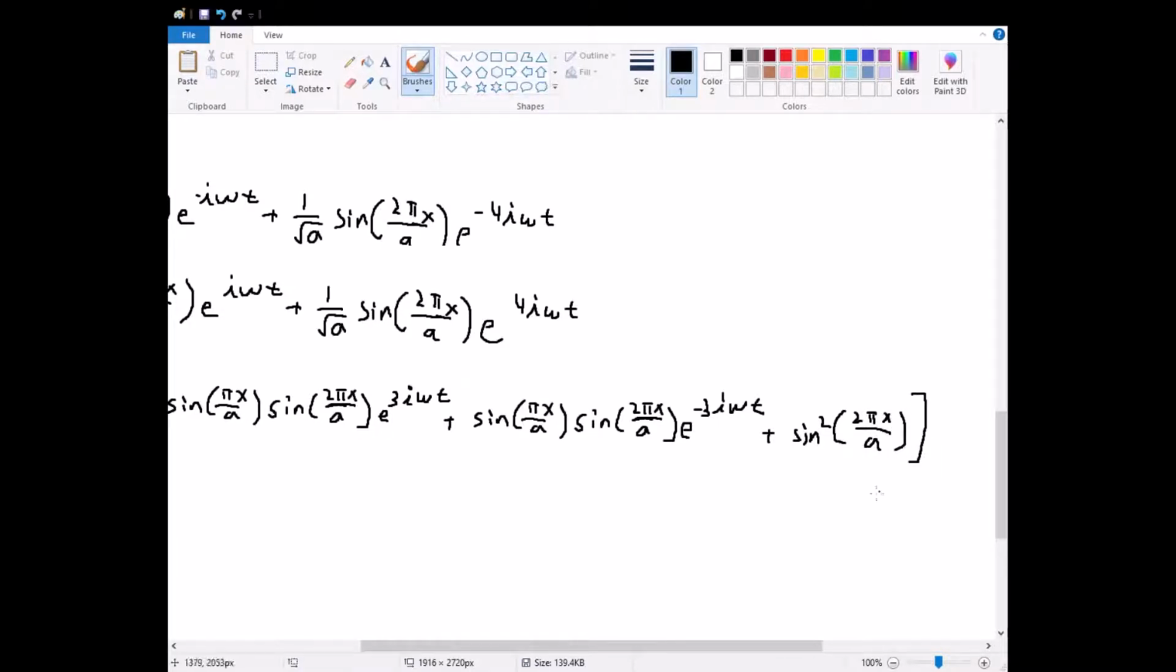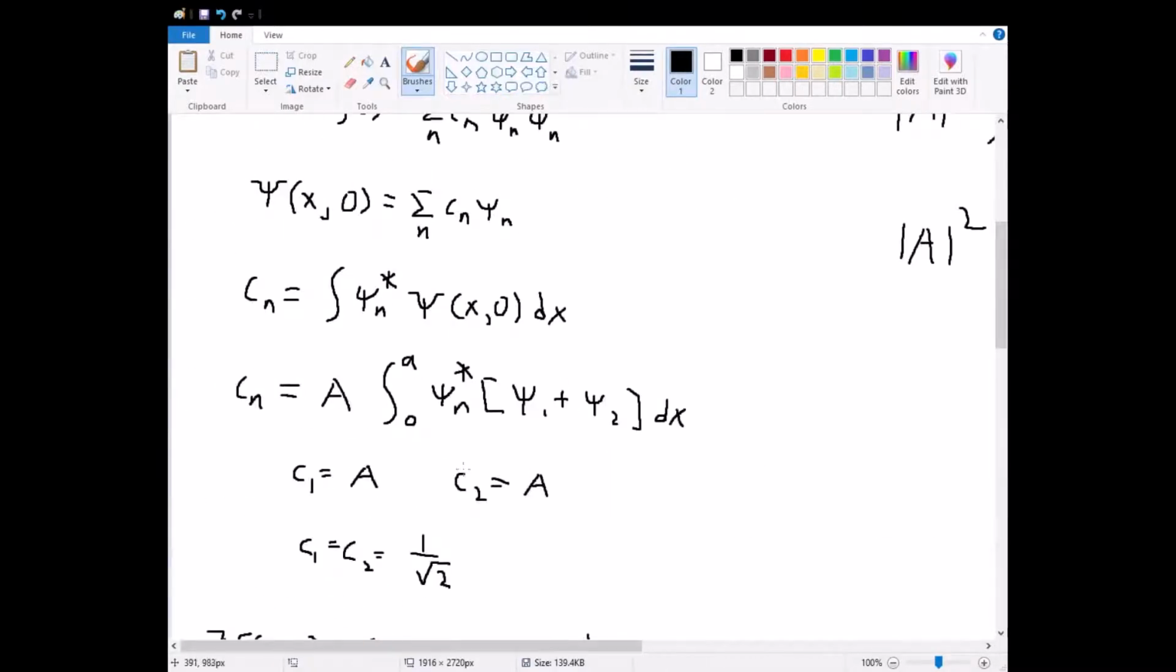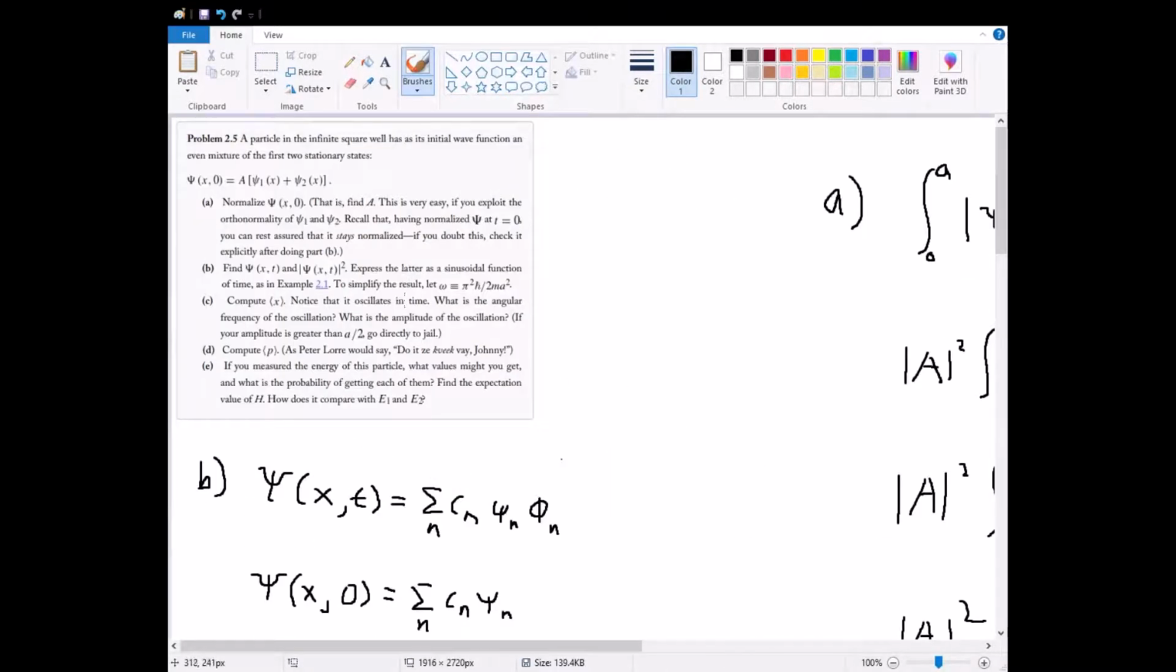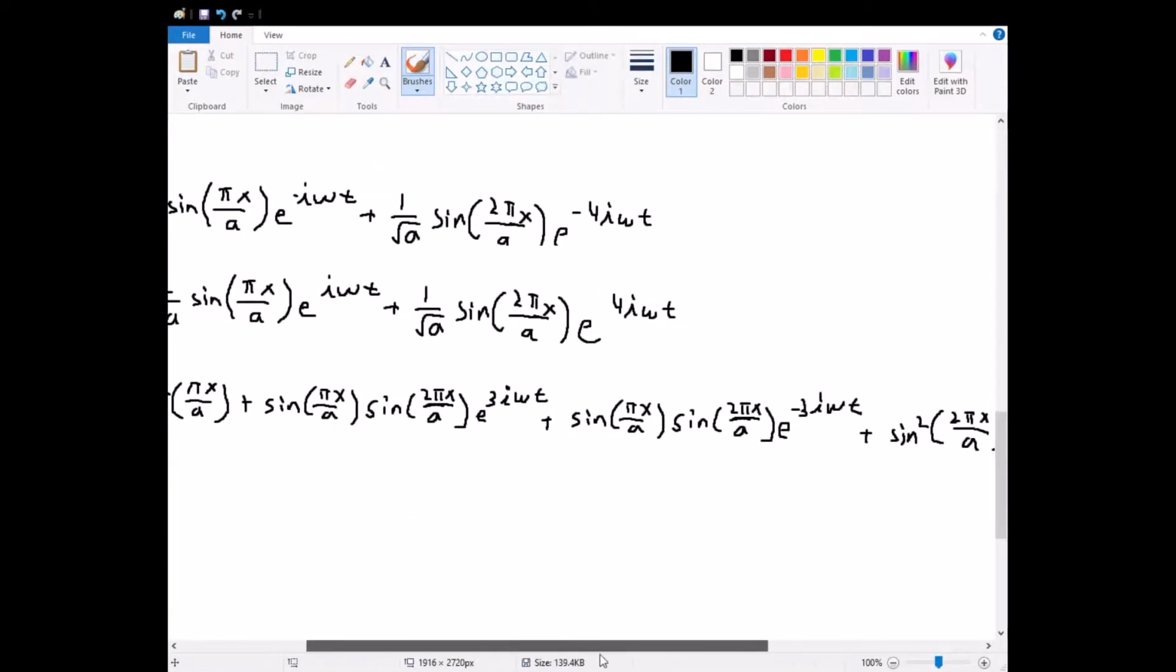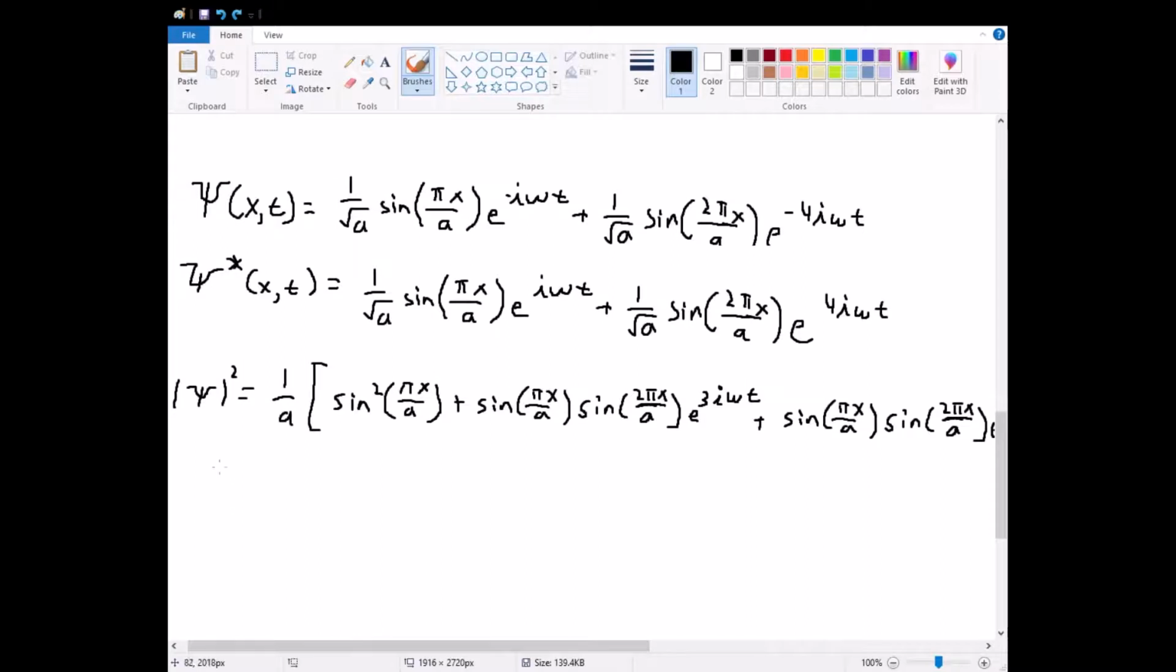And close, and this is technically our answer. However, part B says that we should express our magnitude psi squared as a sinusoidal function. And here we evidently have some exponentials that we can't seem to get rid of. So we're going to get rid of them by using Euler's law, which is that any complex exponential e to the ix can be expressed as cosine of x plus i sine of x.